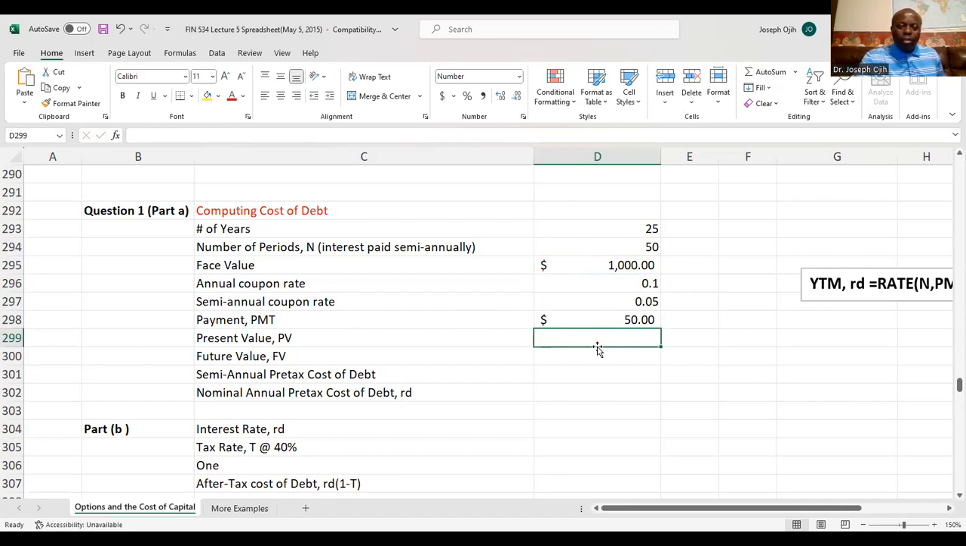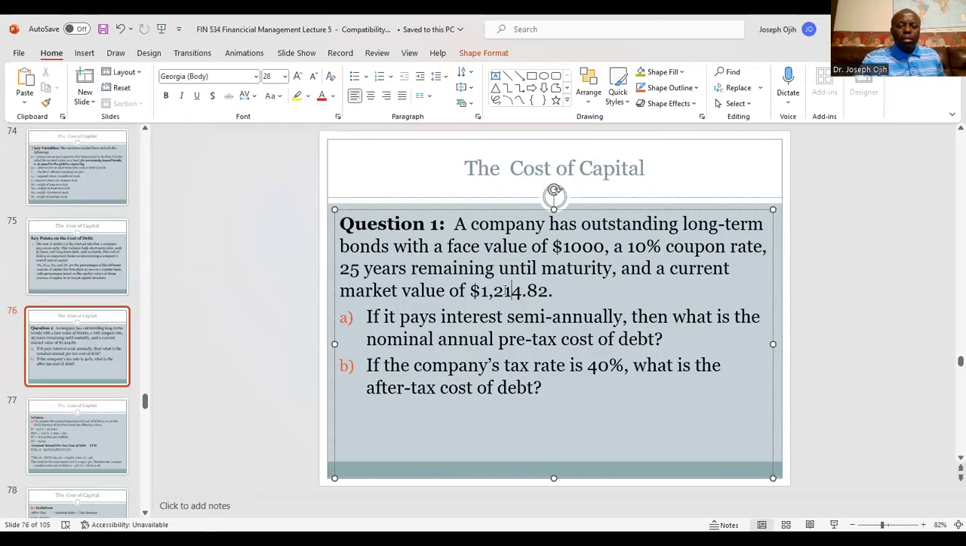The present value of the bond, according to the question, is the market value of $1,214.82, which, like I said, is going to represent money leaving the pocket of the company when it matures. So we're going to use a negative to represent that.